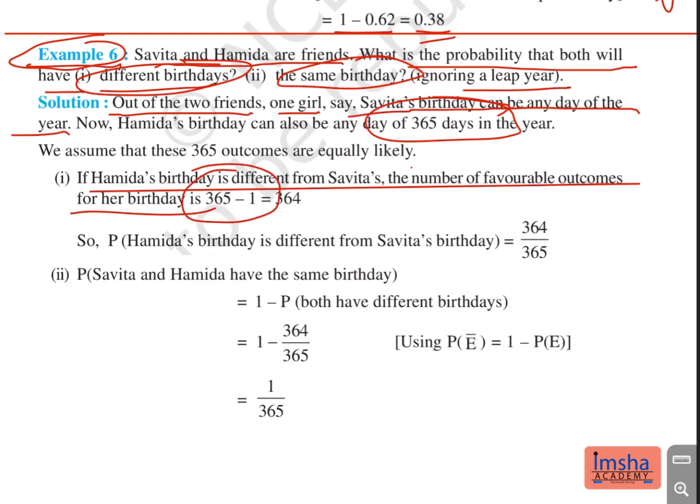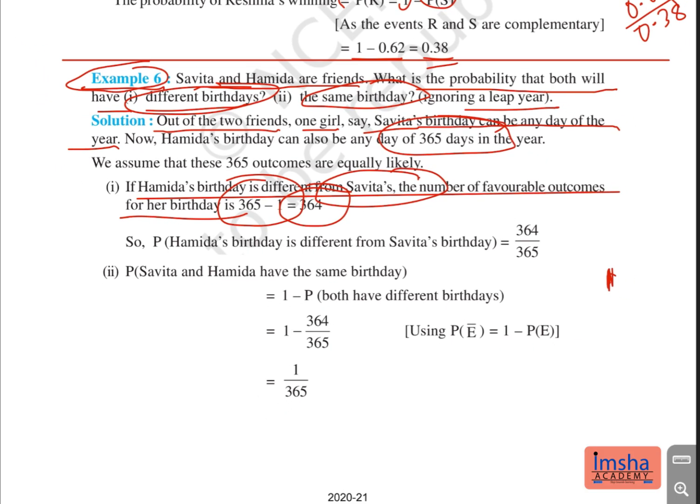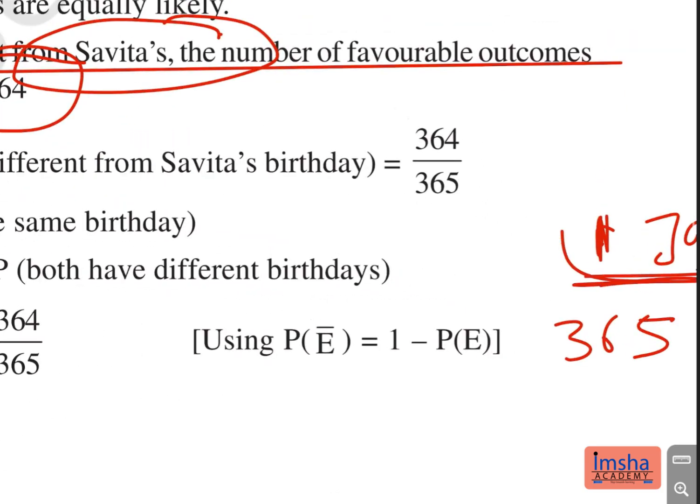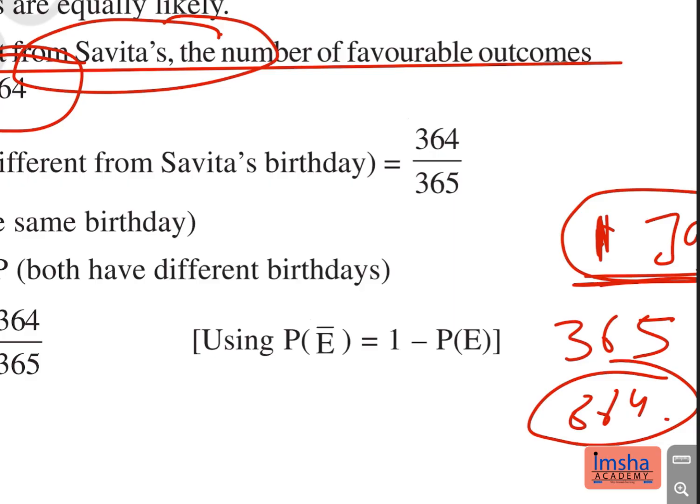Right? So why 365 days? Because in a year there are 365 days. So her birthday can be any possibility in 365 days. Any day in 365 days. So when it comes to Hamida, different from Savita means if Savita's birthday is any date, say 1 January, then in 365 days we have to remove one day, that is January 1, right? So it will be 364 days. Out of 364 days, Hamida's birthday can be any date.